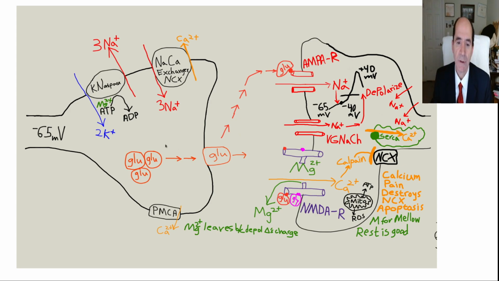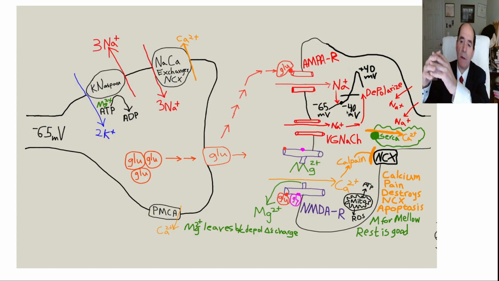Okay, here it is in a little more detail. This is a neuron in your brain. About 90% of your cerebral cortex neurons are glutamate-type neurons. The glutamate travels across the cleft, binds the AMPA receptor first. That's a sodium channel. That depolarizes by letting sodium in, the positive charges. You become less negative. Instead of being negative 65, you go to negative 40.